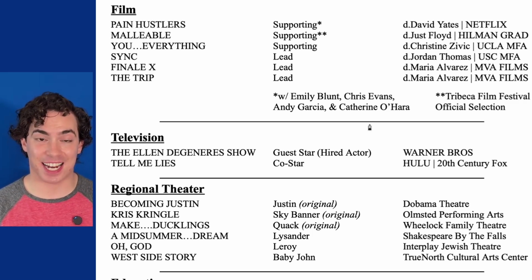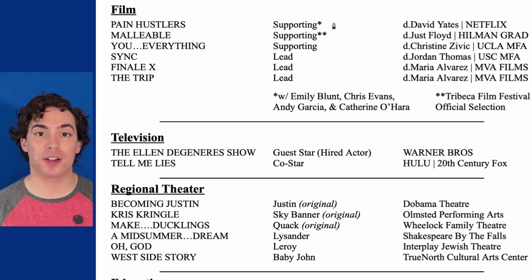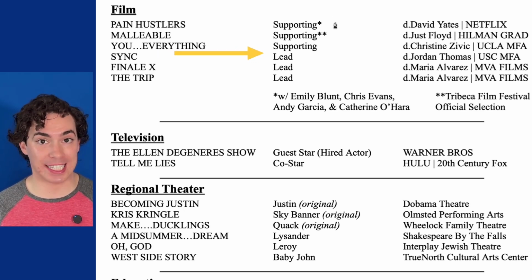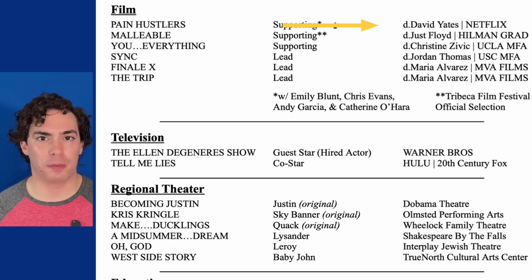Now within these sections, for film, you always have listed the title of the film. Then you have listed whether that role is a supporting or a lead. So because of this, you have to know the breakdowns of the vocabulary in the industry. I have a video of that. I'll tag it down below. Check that out if you don't understand these terminologies or what characters you played actually go into which categories. And then in the final section, you put the director and the studio or platform that created it.